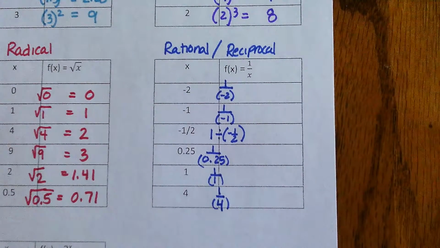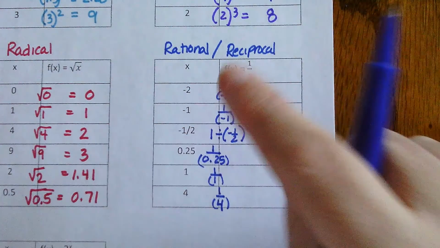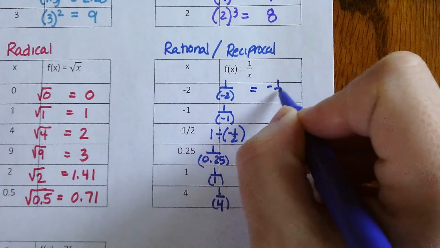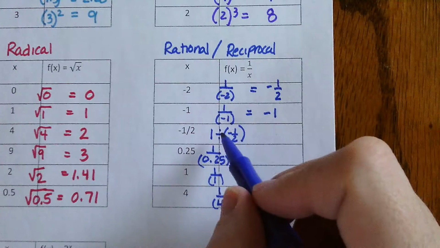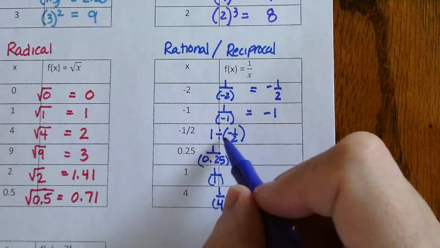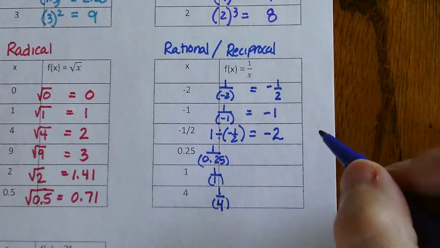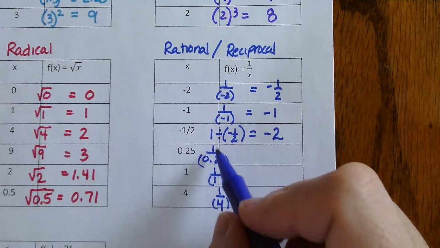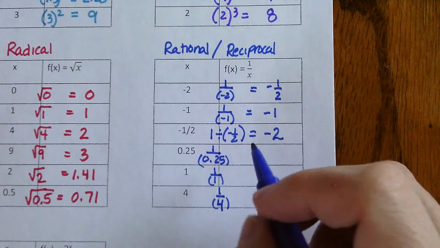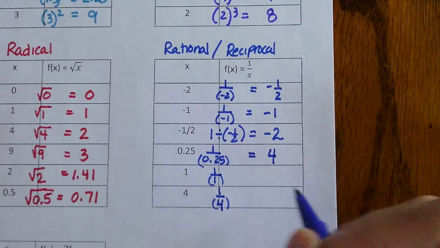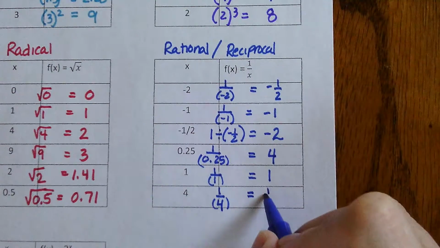For the rational or reciprocal function, that's 1 over x, you're simply just putting these values in the x position. So this is going to give you -1/2. This one's going to give you -1. When I do 1 divided by -1/2, I'm going to keep change flip, which is going to give me -2 for a final answer for that one. When I do 1 divided by 0.25, that's the same as 1 divided by 1/4. Keep change flip, and you're at positive 4 here. 1 divided by 1 is 1, and 1 divided by 4 is still 1/4.